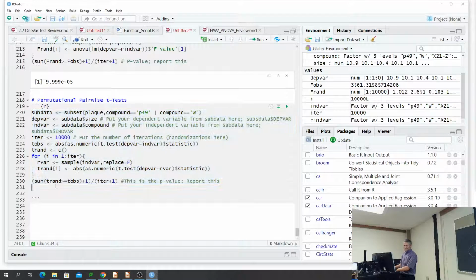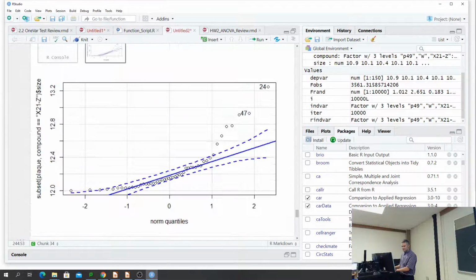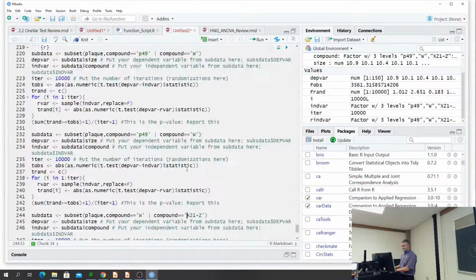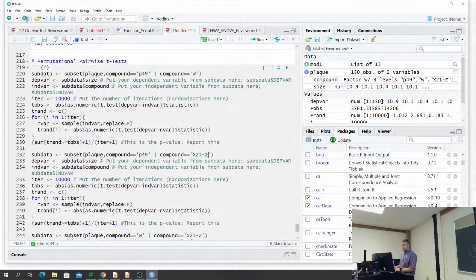So I'm going to take this and paste it. So we've got 3 groups, right? Yep. So we've got, how many comparisons do we have to run? 3 total comparisons. So I'm going to paste this twice. So I've got my 3 comparisons. Now, what was that last group? X21, X21-Z, right? Capital? Yeah. Yep. X21-C. All right, copy it, paste it. So I've got all three. Then I'm going to run this chunk.